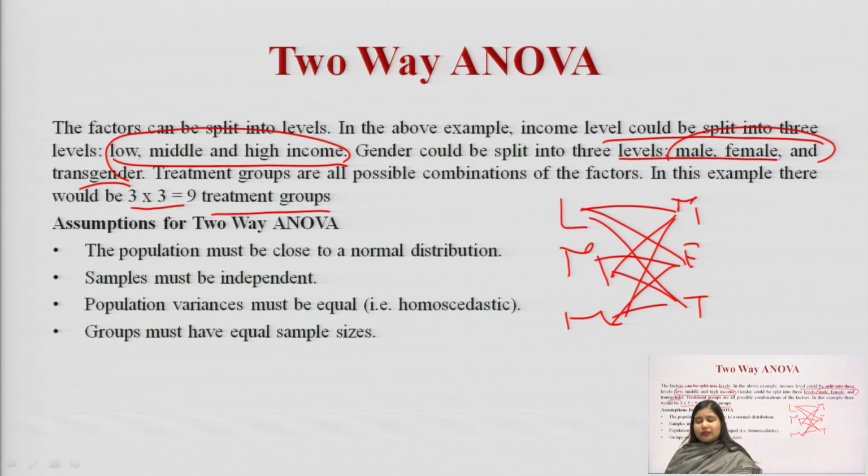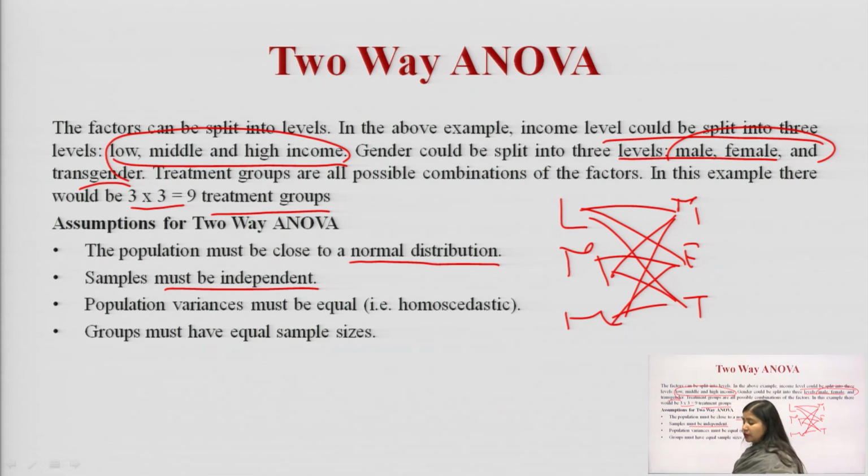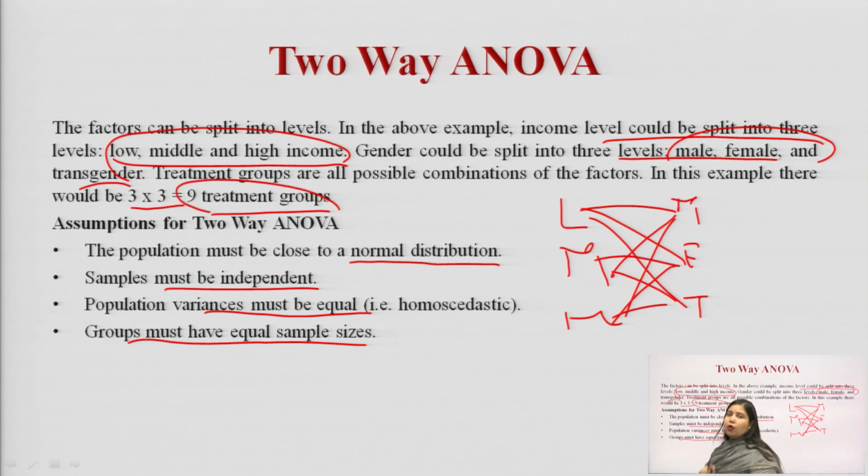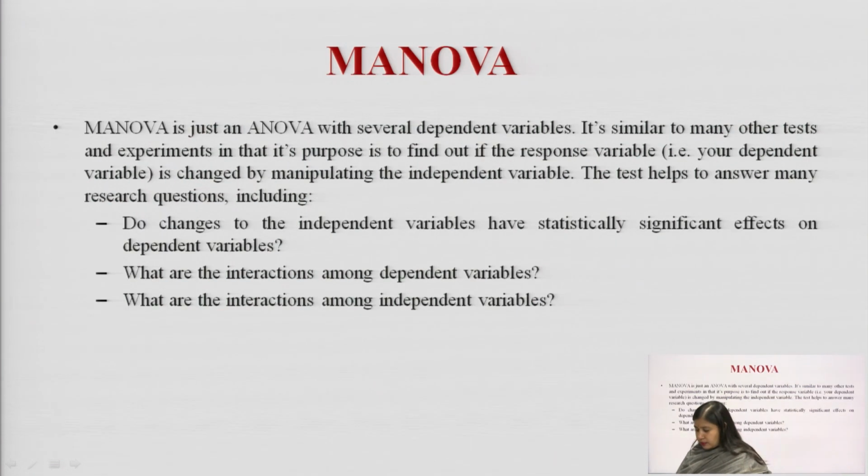And there are certain assumptions in the two-way ANOVA. First, the population must be close to the normal distribution curve. It means the population will have some normal distribution curves. Then the samples must be independent, and the next assumption is that the population variance must be equal. Variance in the population should be equal. And the last is that the groups must have equal sample size. It means all the groups which we have formed, the 9 treatment groups, all the groups have equal sample size.